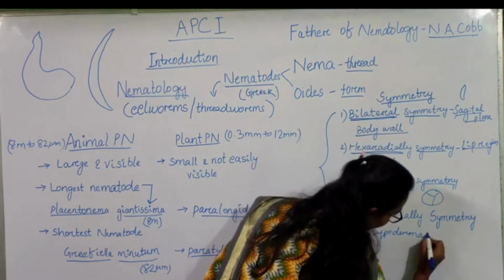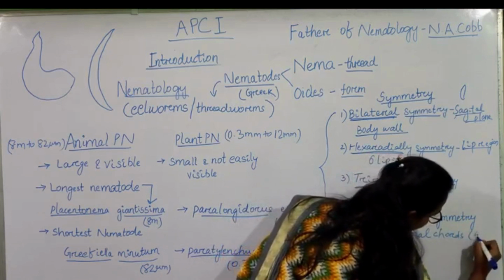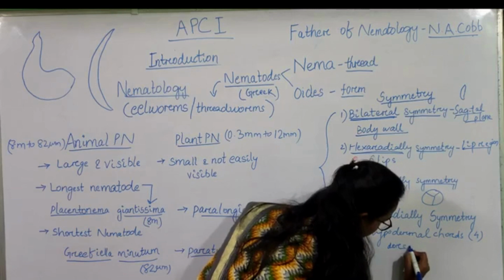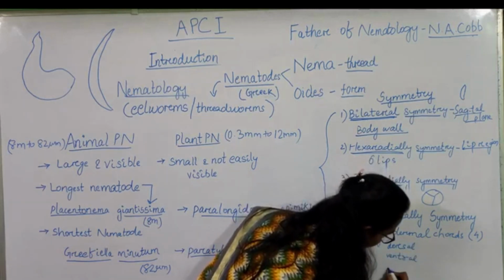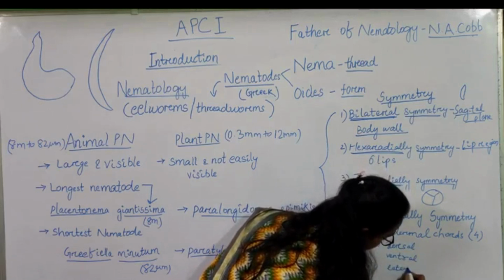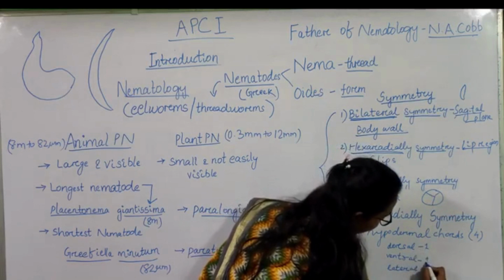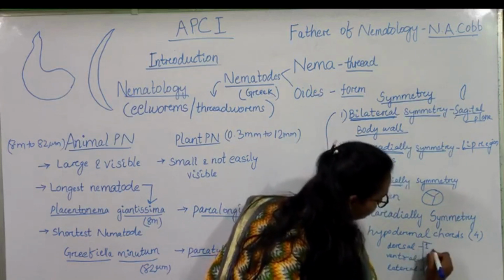There are 4 hypodermal cords in the nematode body, which are divided into the dorsal side, the ventral side, and the lateral side. In the dorsal side 1, in the ventral side 1, in the lateral side 2. So a total of 4 hypodermal cords are seen.